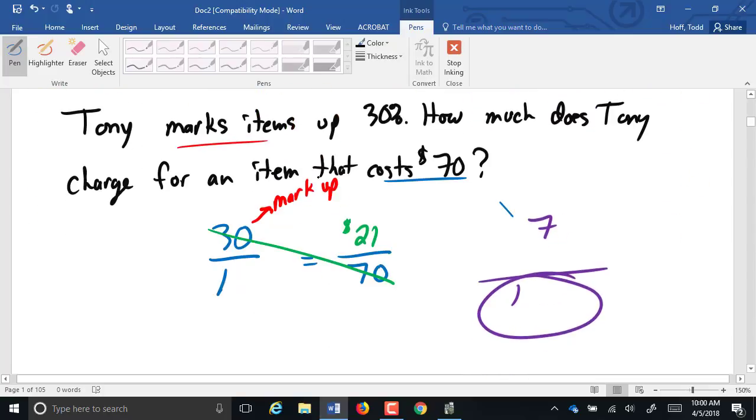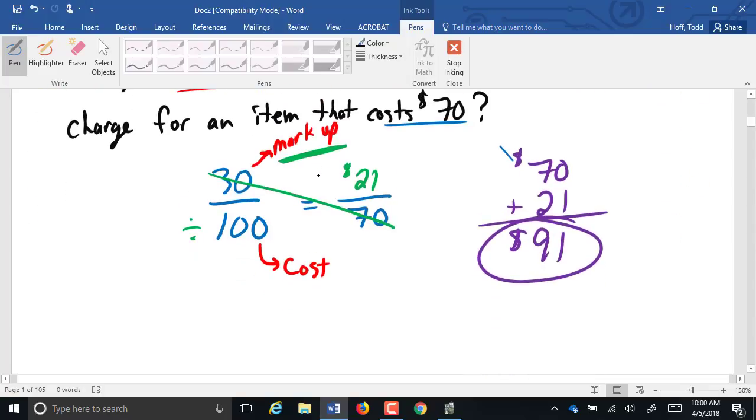Or down here, this being an increase, the 70 was the list price. Or sorry, not in this case, not the list price. The 70 was the cost, what Tony paid. The 21 is the markup. The 91 is what Tony sold it for.